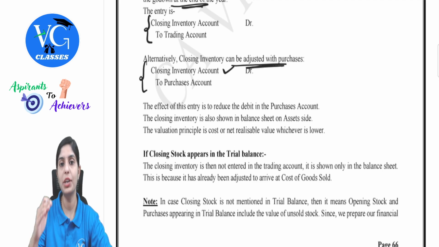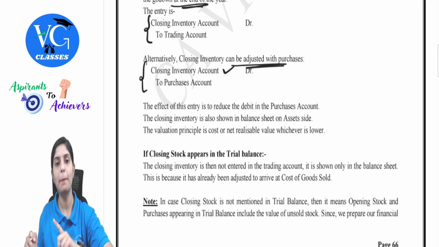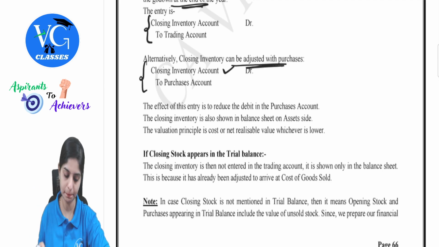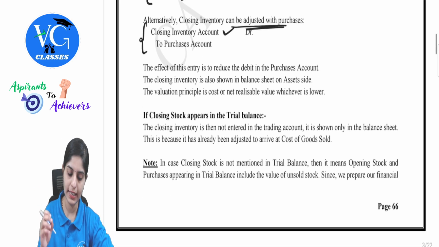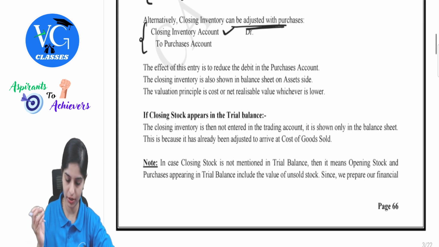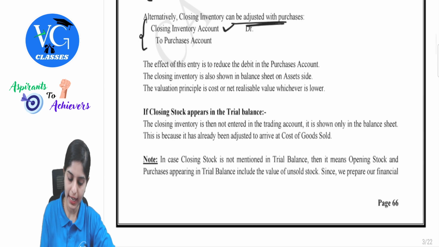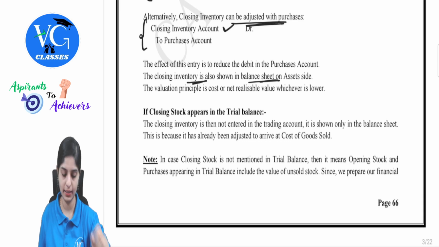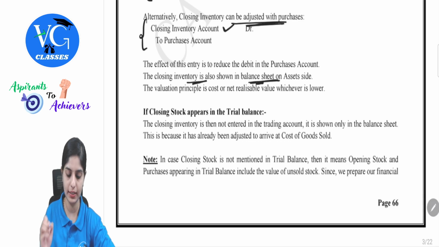So I am rerouting the expenses from purchases to an asset. Therefore, closing stock will be debited and purchases will be credited. The effect of this entry is to reduce the debit in the purchases. That is what I explained. The closing inventory is also shown. Where is it shown? One effect will be in your trading account. One more, it will be reflected in the assets, that is in the balance sheet asset side.